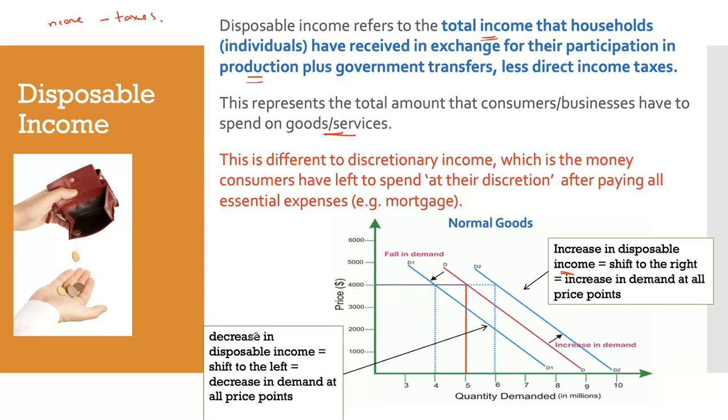Conversely, if there is a decrease in disposable income, there is going to be a shift to the left and a decrease in demand at all price points. Now, importantly, this is for what we would call normal goods. Increase in disposable income, increase in demand of normal goods. Decrease in disposable income, decrease in demand of normal goods.